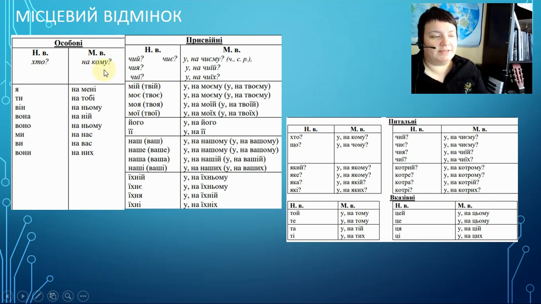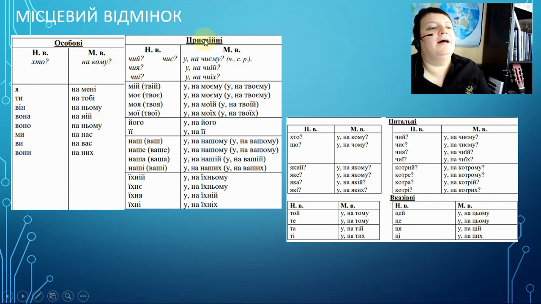Місцевий відмінок, locative case. So, nominative is who or what. And locative is on what, on whom. Yes? So, на мені, on me, на тобі, on you, на ньому, on him, на ній, on her, на ньому, on it, на нас, on us, на вас, on you, на них, on them. Бачите, що тут у нас співпадають форми він і воно. So we have a coincidence when він it's masculine, воно it's neuter, and the forms are the same.